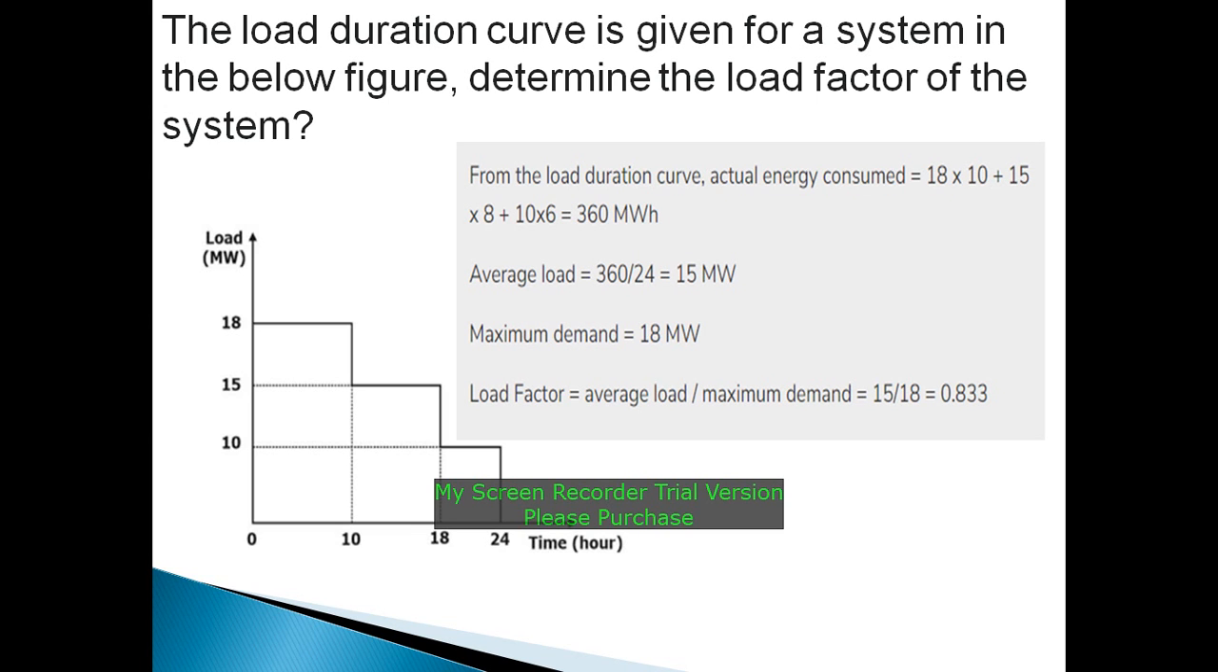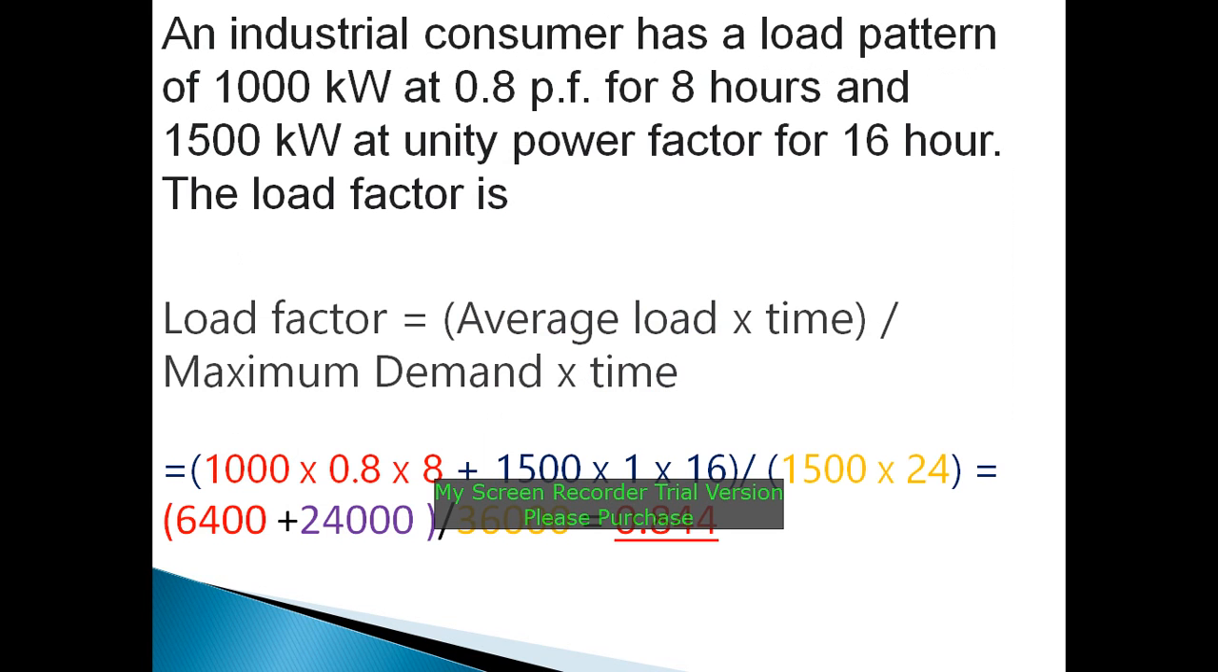So the average load is equal to 360 divided by 24, which is 15 megawatt. The maximum demand is 18 megawatt, the maximum value in the figure. Load factor is equal to average load divided by maximum demand, 15 by 18, which is 0.833. This is the load factor.